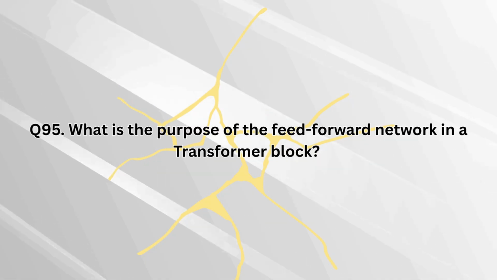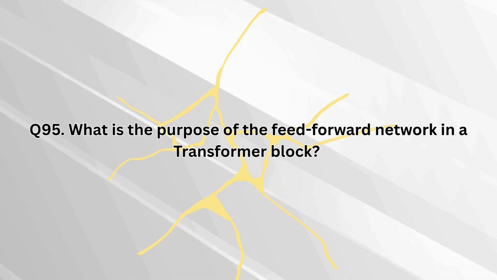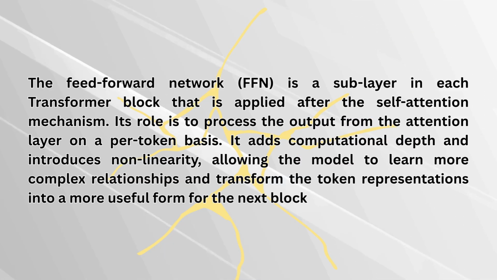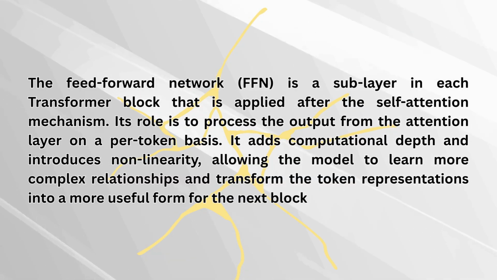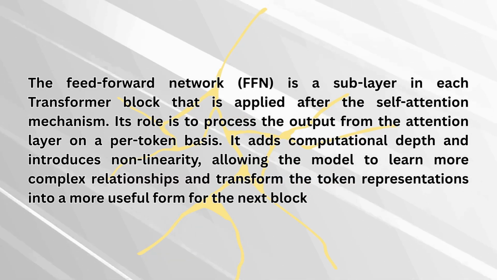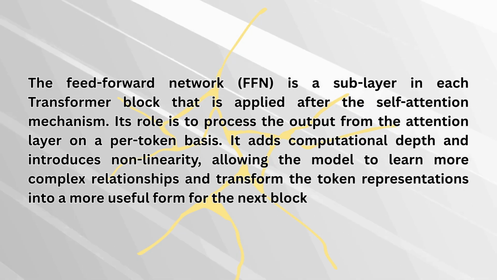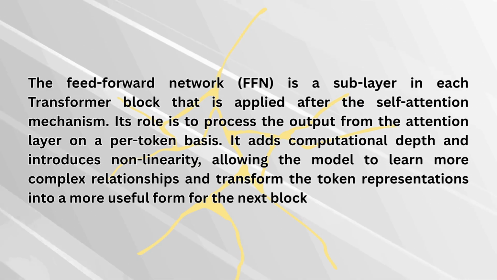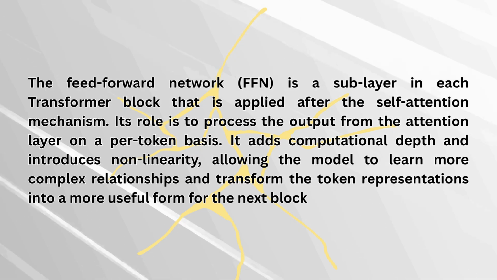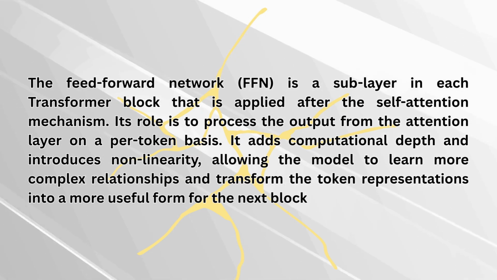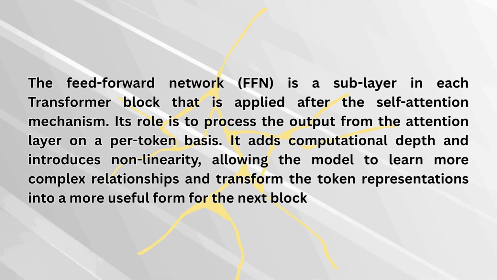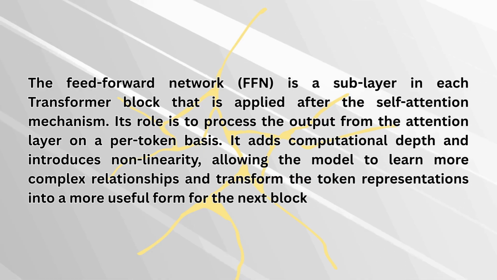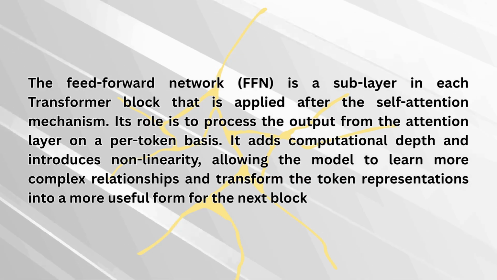What is the purpose of the feed-forward network in a transformer block? The feed-forward network, FFN, is a sublayer in each transformer block that is applied after the self-attention mechanism. Its role is to process the output from the attention layer on a per-token basis. It adds computational depth and introduces nonlinearity, allowing the model to learn more complex relationships and transform the token representations into a more useful form for the next block.